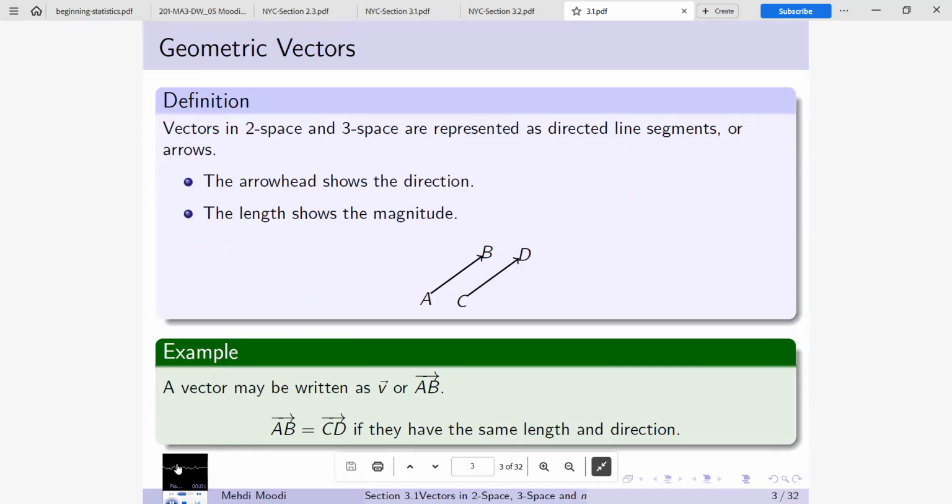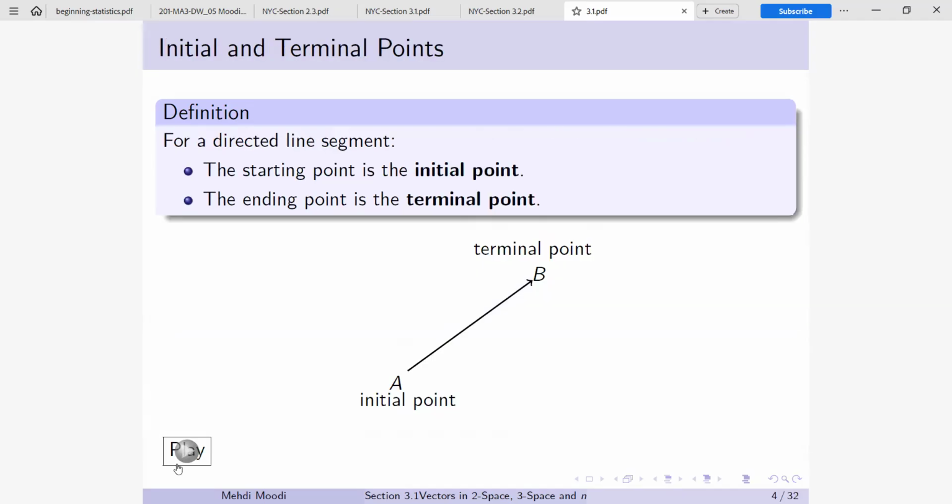Where the vector sits does not matter. If two arrows have the same length and point the same way, they are equal. Vectors are very chill about location. The vector begins at the initial point and ends at the terminal point. Basically an arrow.